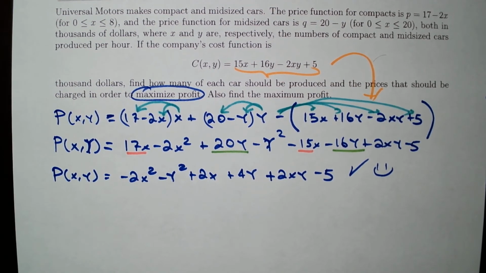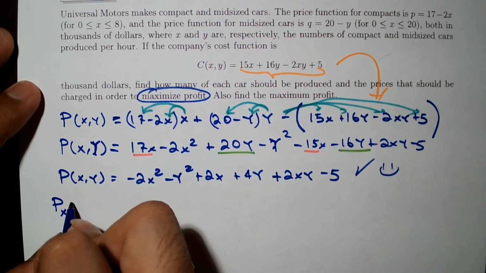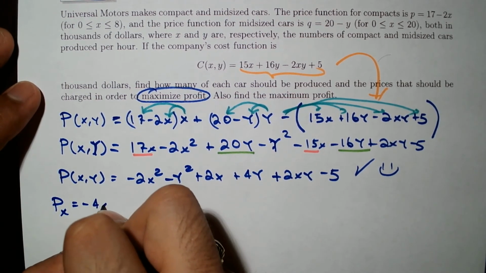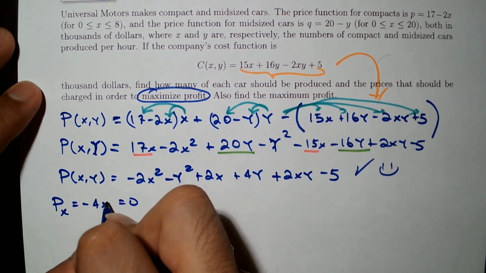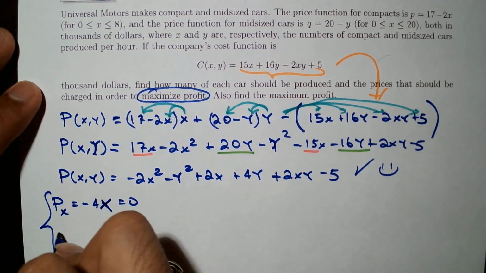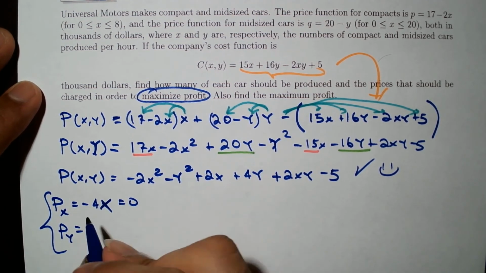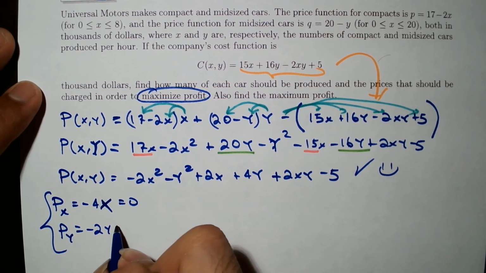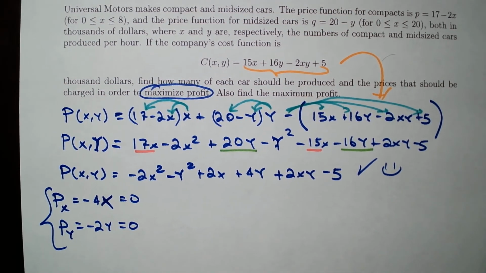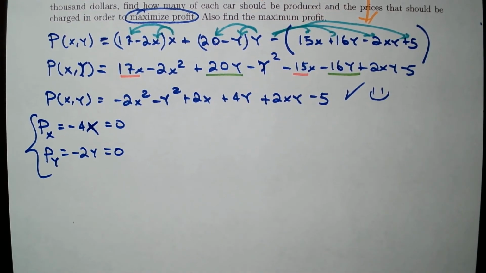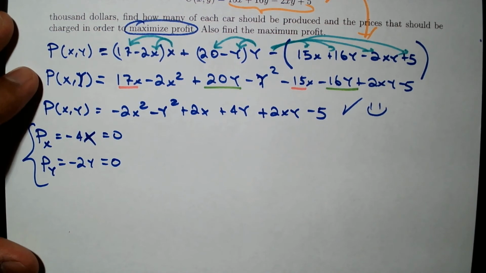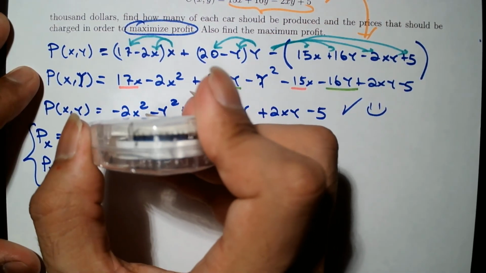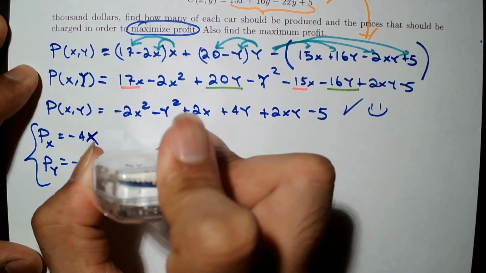Now let's do the calculus part. Let's find the first partial derivative with respect to x. That's a negative 4x. And then the partial derivative, let's set it equal to 0. And then p sub y, which is negative 2y. Set that equal to 0. Oh, wait a minute. No. I'm missing a lot of the stuff here. Never mind. I was not looking at the other terms.